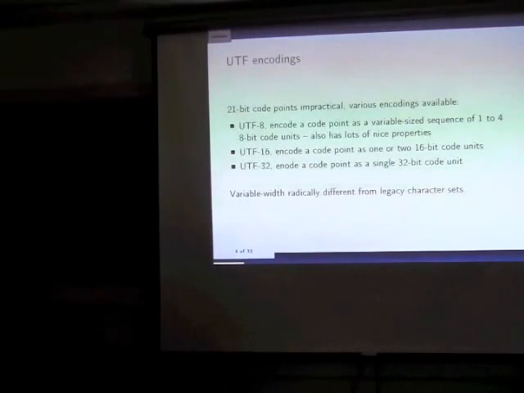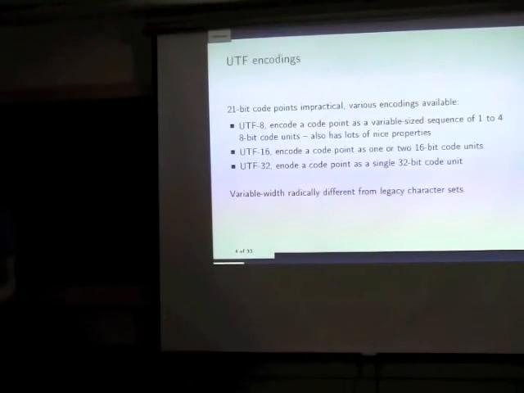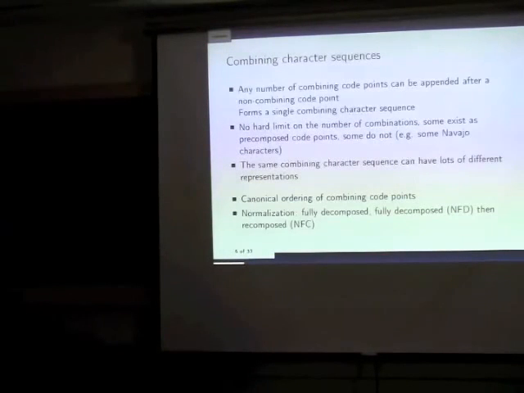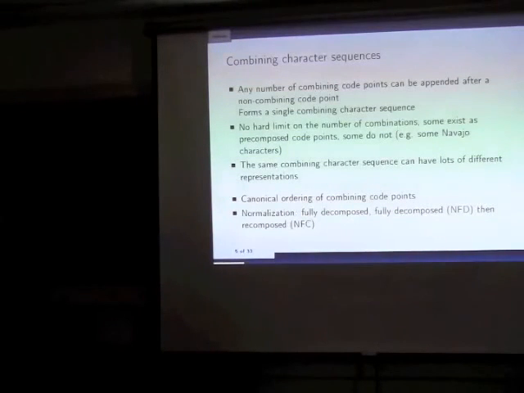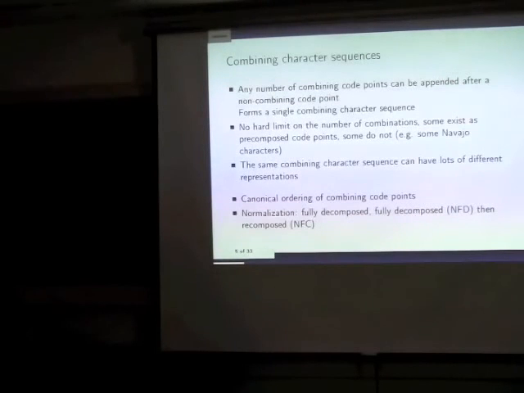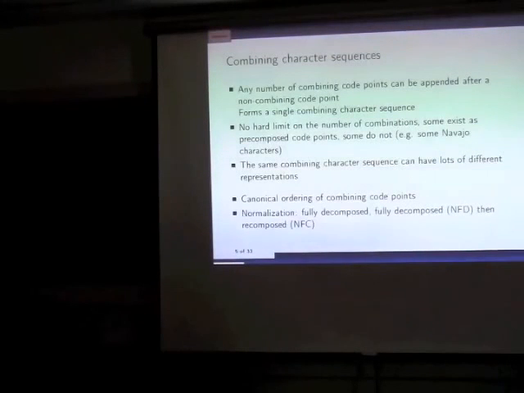So the variable width is something that makes dealing with Unicode very different from the character sets, because you cannot just use random access as you would normally do. So about combining character sequences. As I said, you can have one base character followed by any number of combining characters. There's no limit on that number, but Unicode allows you to set a limit of 32 if you want to do something that requires a fixed buffer. This is something that I do in Unicode.